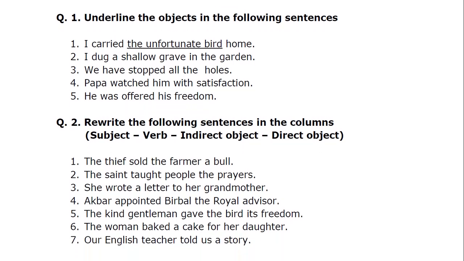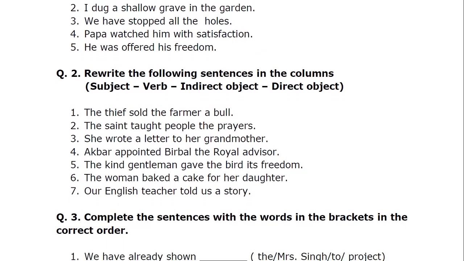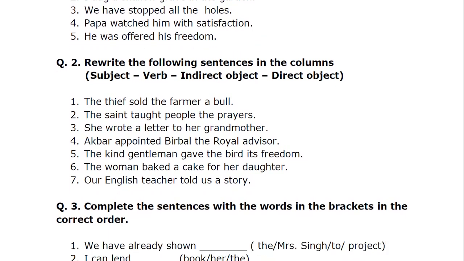Okay, next one. Rewrite the following sentences in the columns subject, verb, indirect object, direct object. Now, here you have to draw columns, and the first column will be subject, second will be verb, third will be indirect object, and last will be direct object. Now, I am telling you the answer for the first one. Accordingly, you will do all the rest. So, the thief sold the farmer a bull. So, what is your subject? Who is doing the action is your subject. Remember, who is doing your action is the subject. So, the thief will come in the subject column.